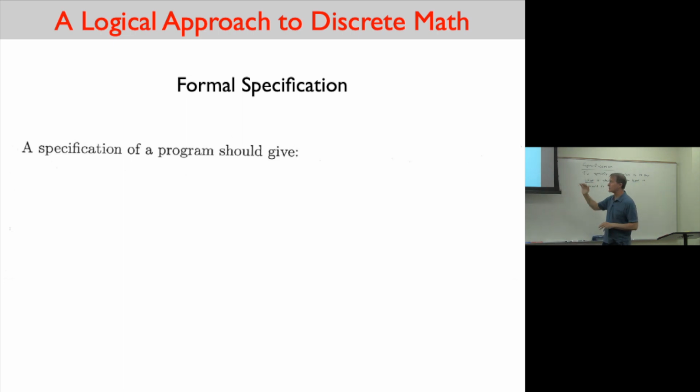So here is a formal specification. A specification of a program should give... Now, how many parts to the Hoare triple are there? Obviously, there are 3 parts. Two of those are given and 1 is left out. The statement is left out, exactly, because the statement is the implementation.